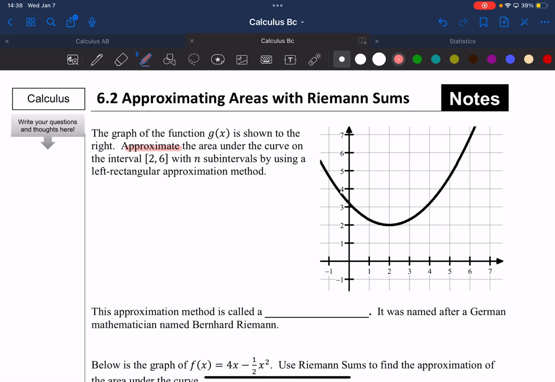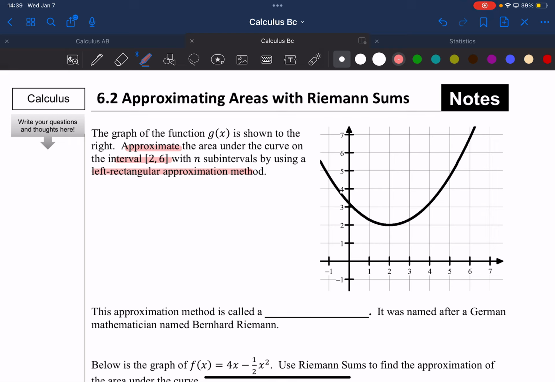Okay. We are on the interval 2 to 6, and it doesn't give us a specific number of subintervals. So instead, what we're doing is we get to choose how many intervals we're using. And then lastly, we're using a left rectangular approximation method. So the idea behind this is it's a lot easier to find the area of a rectangle than it is to find the area of a not common shape.